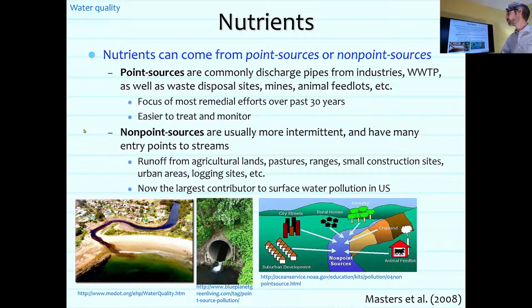They're usually more intermittent and they have many entry points to streams. Here you could look at runoff from agricultural lands, pastures, ranges, small construction sites, urban areas, logging sites, and so on. These are now the largest contributor to surface water pollution in the United States and in Canada as well.